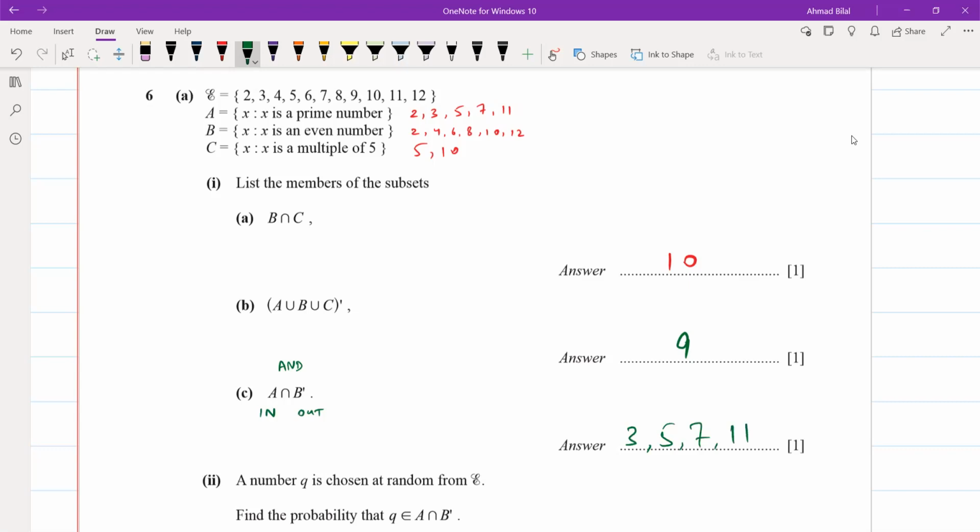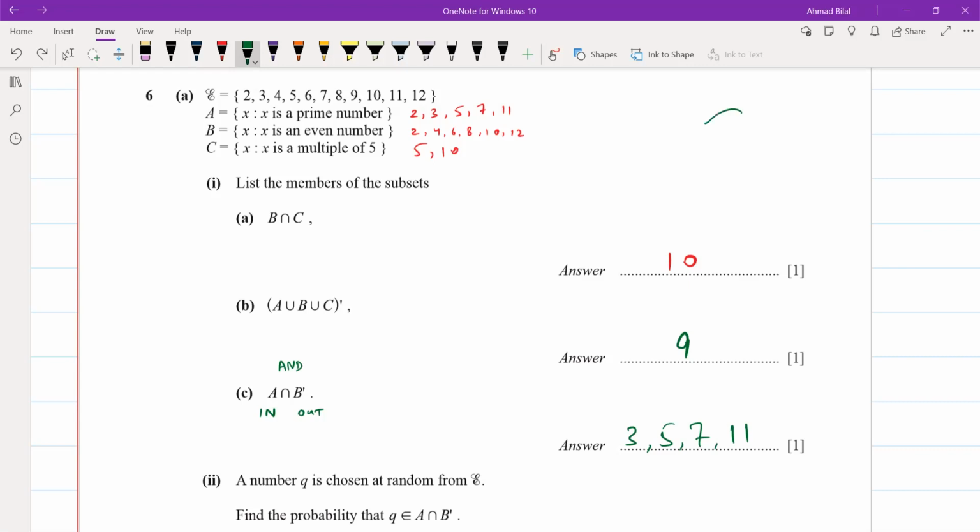That's 11. इसको words में इस तरह समझ सकते हो. All the prime numbers that are not even. Right? सिर्फ even prime number सिर्फ 2 ही होता है. उसके अलावा बाकी सारे prime numbers आप लिखते हैं वहाँ पे 3, 5, 7 and 11. That's A intersection B complement.